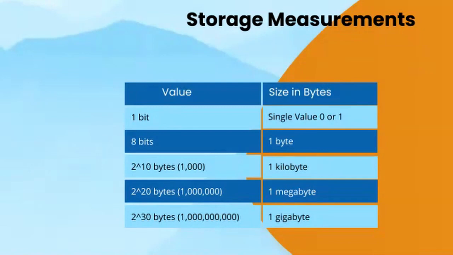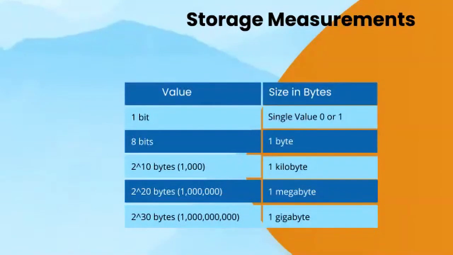One thing you're going to notice is that these storage measurements are numeric values of base 2. So you're going to increase exponentially. Eight is actually 2 to the 3: 2 times 2 is 4, times 2 is 8.